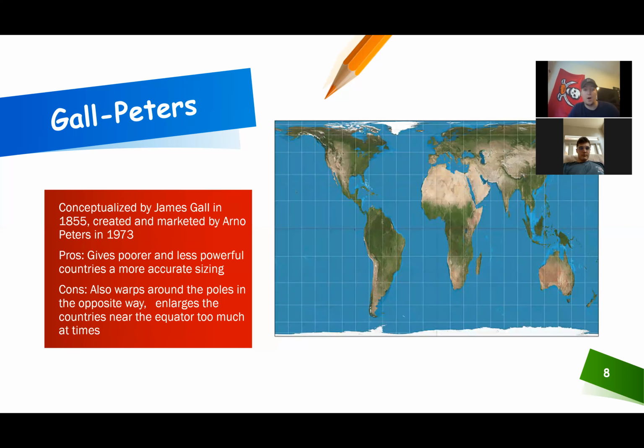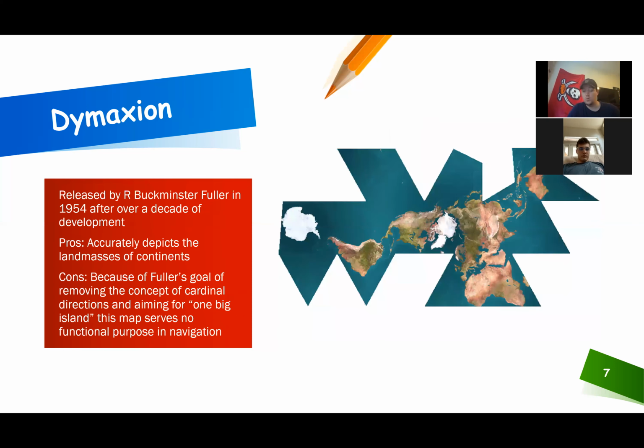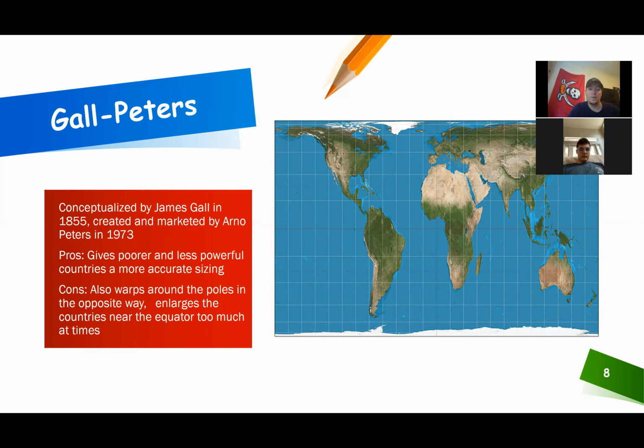Next up is the Gall-Peters map. This is part of a subset of maps called cylindrical maps or cylindrical projections. This is a cylindrical world map projection that gains accuracy in surface area. It's named after James Gall and Arno Peters. Gall first described it in 1855, but Peters was the one who actually put it into practice in 1973.